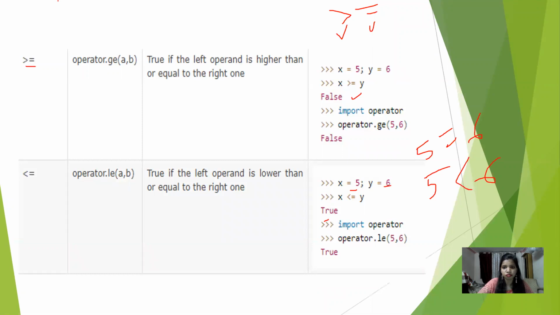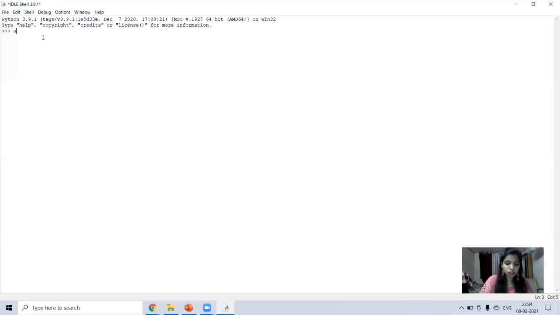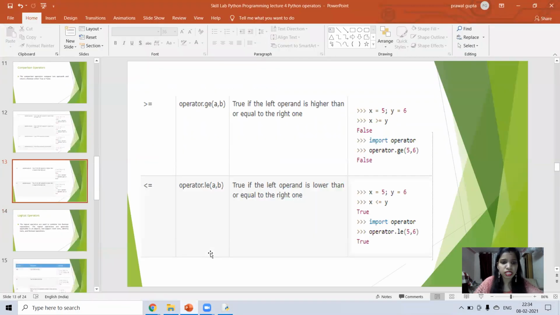Now we will do it in Python. Suppose a equals 5, b equals 3. I'm checking a greater than b, true. A less than b, false. A greater than equals to b, true. A less than equals to b, false. A double equals to b, false. And what else was there? Less than equals to, greater than equals to.